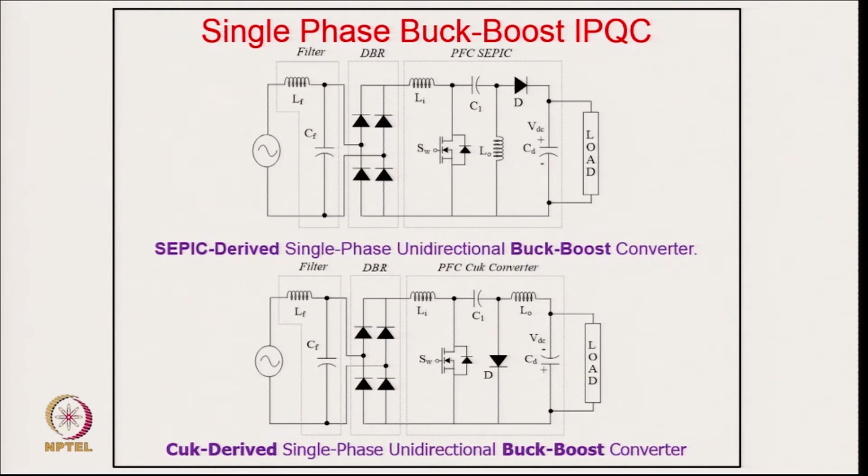Coming to the single ended primary inductor converter, the SEPIC, a single phase unidirectional buck boost converter. It is also called fourth order. So we have an input inductor and an output inductor, and the EMI filter you can keep either here or here. Here the polarity is not changed. Now you have many designs, for DCM, because you have three components involved in the energy transfer: Li, Lo and capacitor C1.